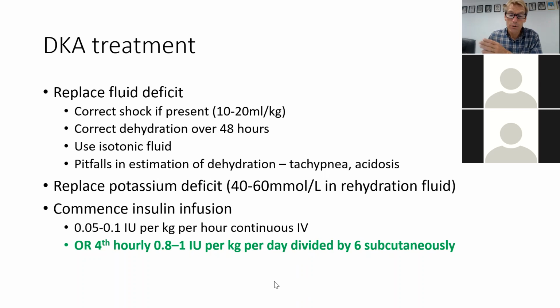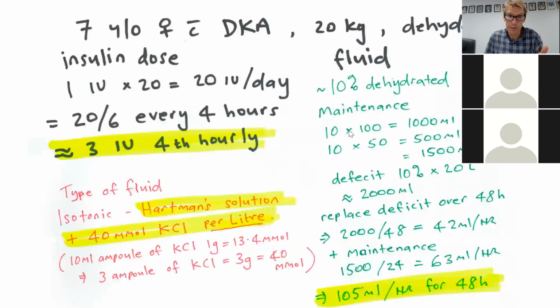I'll talk about what's called a sliding scale in a little bit of time. But this boy we talked about got 0.1 units per kilo per hour, and that brought his ketosis under good control. His acidosis came under good control over about 48 hours. You shouldn't try to rehydrate patients with DKA over a short period of time. Try over about 48 hours, which is usually about right.